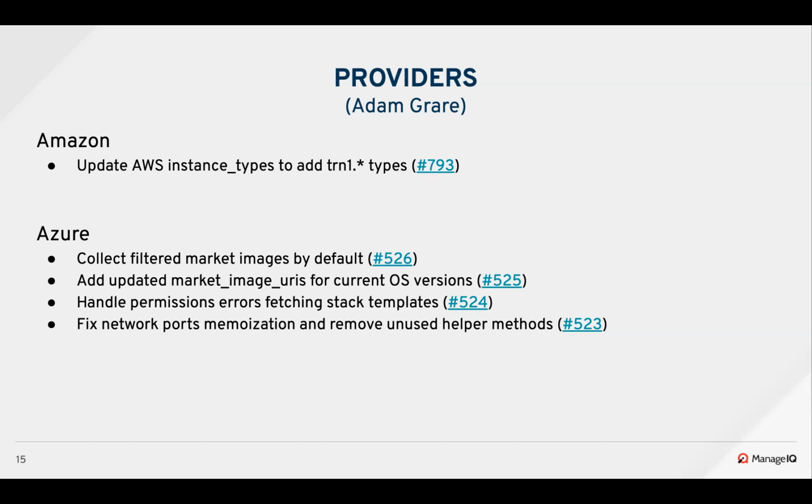And we also did some refactoring to fix the network ports memoization and remove some unused helper methods. The targeted refresh code for network ports was complicated, and so we cleaned that up quite a bit. We were able to delete a bunch of unused methods after that. Next slide.